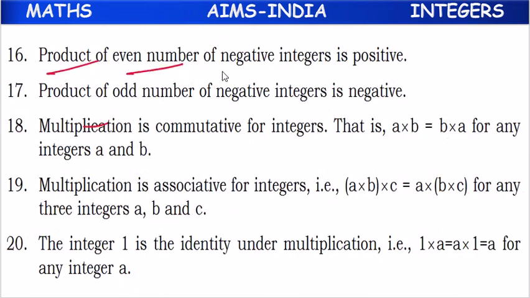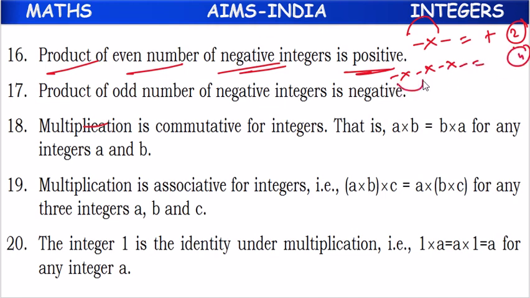The product of an even number of negative integers is positive. It means minus into minus is positive, because we have multiplied minus 2 times, which is an even number. Or minus into minus into minus into minus, 4 times, then also minus into minus is plus, minus into minus is plus, plus into plus is plus, so it will be positive. It means if you multiply the negative sign an even number of times, 2 times, 4 times, 6 times, 8 times, then the product will be positive.